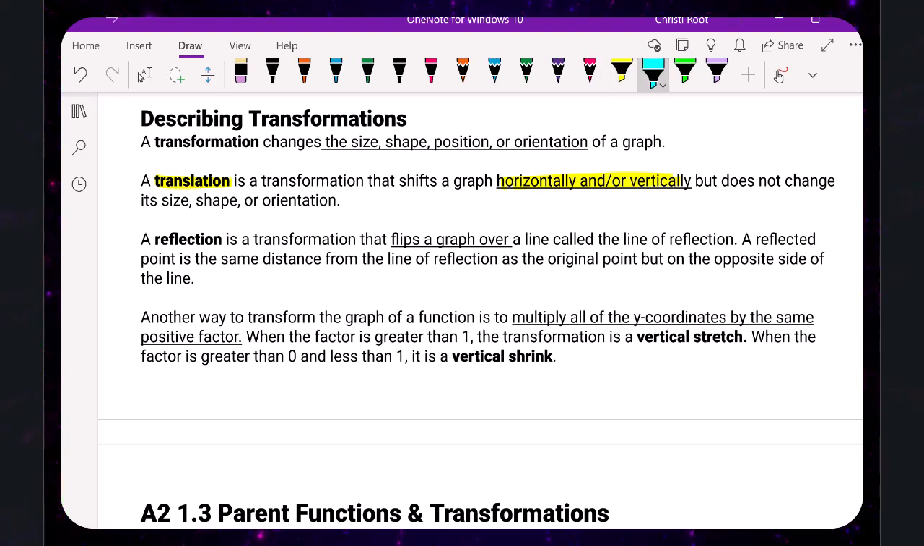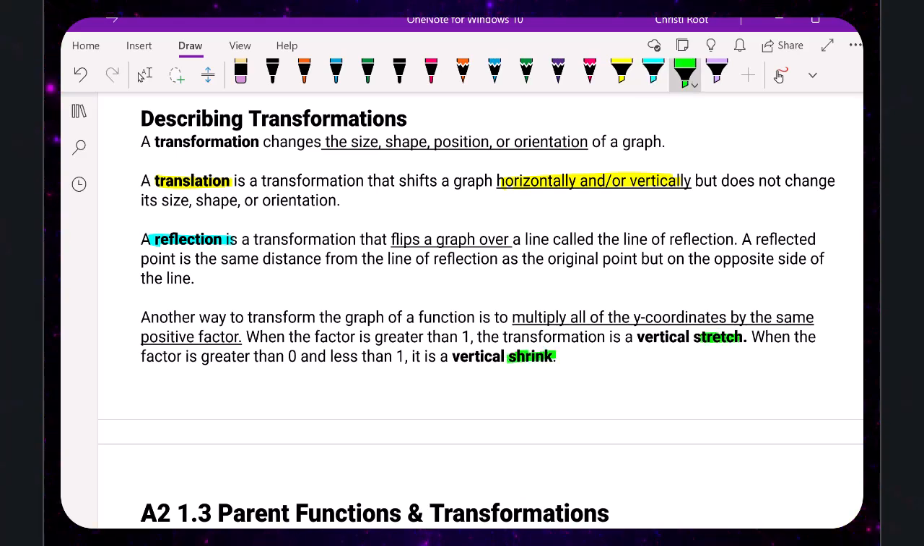Now, reflection, that one's pretty obvious because if you look in the mirror, if you look in the water, it will reflect your image. And it's exactly the same thing on a graph, except when you reflect on a graph, you're going to reflect typically over the x-axis or the y-axis. We're going to talk about what that looks like and how it affects the functions in just a minute. And the last thing we want to talk about is a stretch or a shrink.